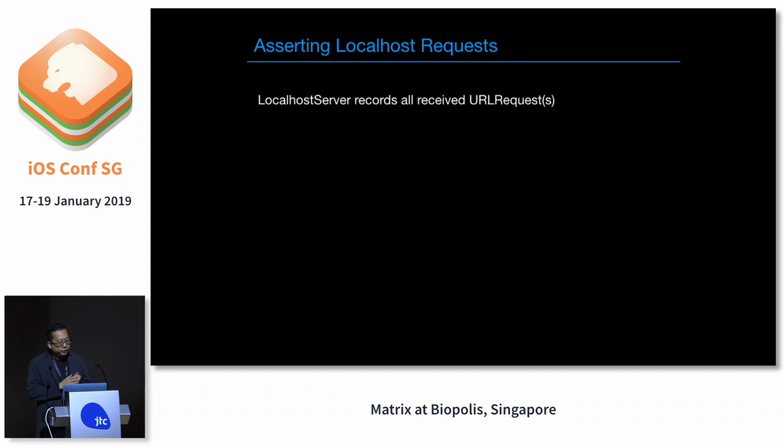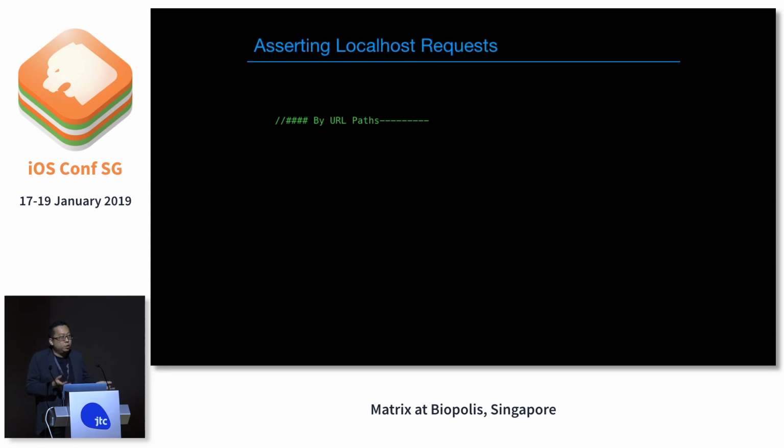So the localhost server class records all received URL requests. This is the snippet of the localhost server definition. It has a public var called recorded request, and it records the URL request being fired from the app. In our test, we will inspect this variable to set up our assertion statements.